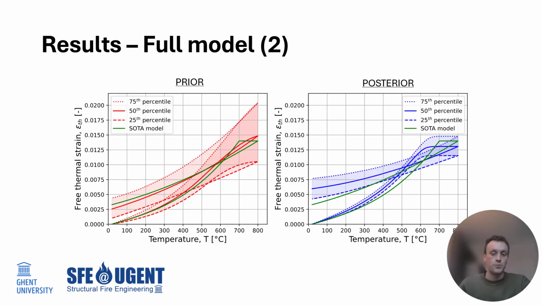And then what we've all been waiting for in the end is comparing the prior model to the posterior model. So the prior model, for the case where we heat up to 800 degrees Celsius, we've already seen before. But if you compare it to the posterior model, what we can see is that we have a lot of reduction in the uncertainty. Also, the model has shifted a bit from the state-of-the-art model to reflect the behavior of this specific type of concrete. So we have achieved our goal, we have reduced the uncertainty, and we have created a probabilistic model for the free thermal strain of concrete.